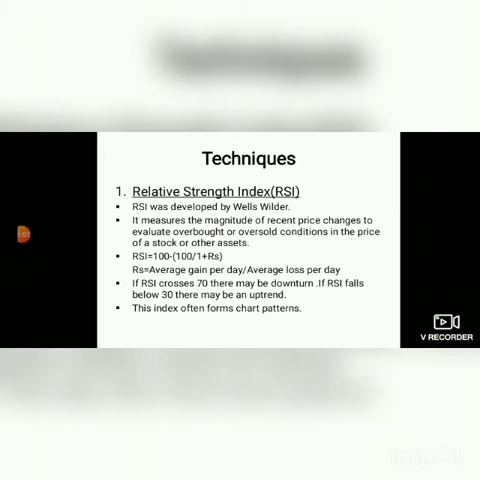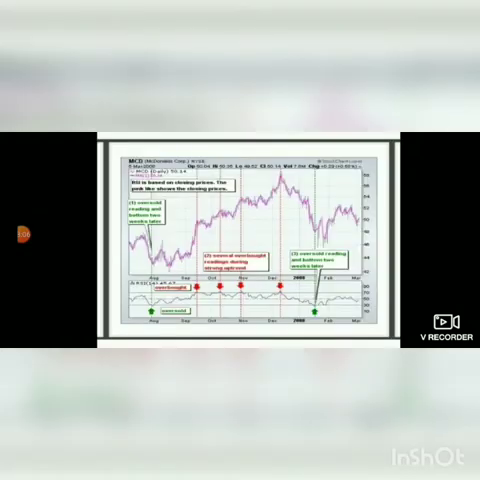This index also often forms chart patterns. Next, a chart pattern of RSI is depicted here. Here we can see two zones, overbought zone and oversold zone. If RSI is rising in the overbought zone, it indicates a fall in price, and if RSI is in the oversold zone, it indicates a rise in price. So that's all about the relative strength index, and other techniques we'll be discussing in the coming slides.